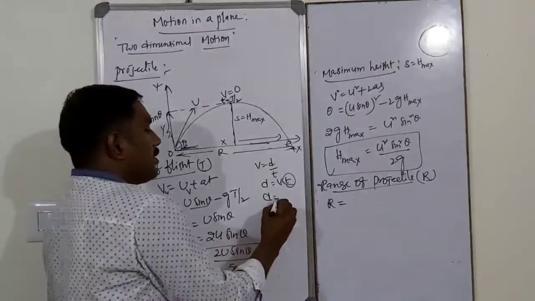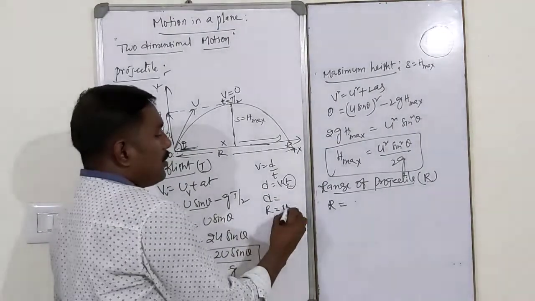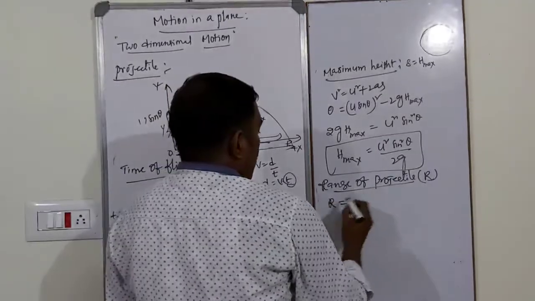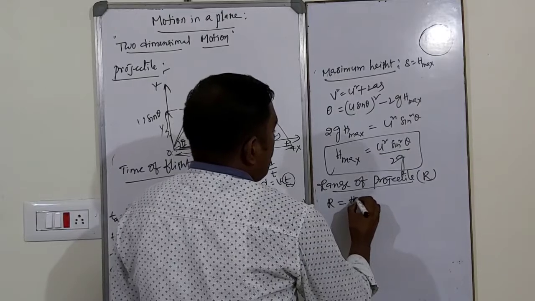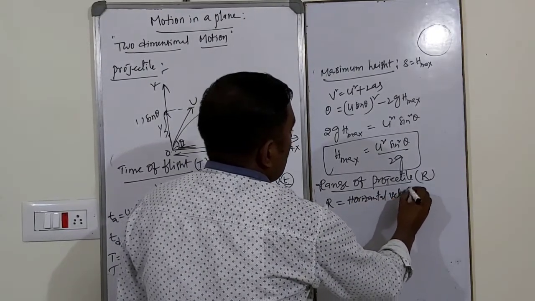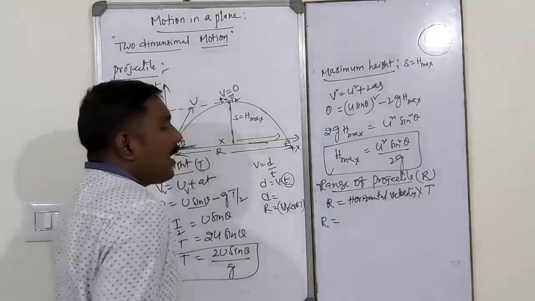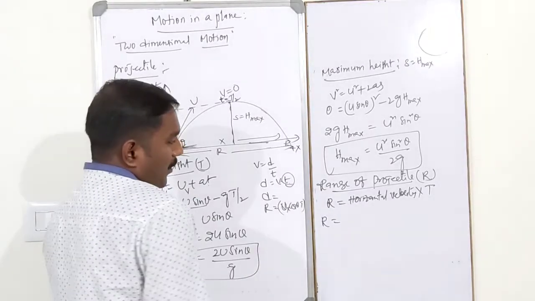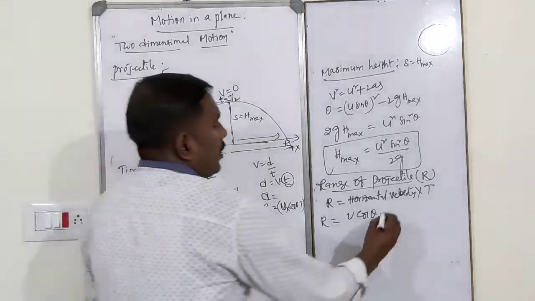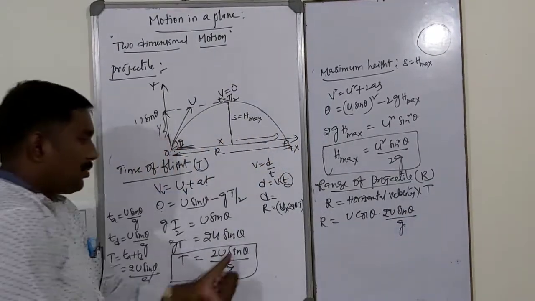So maximum horizontal distance R is equal to which component? Horizontal component, that is u cos theta into time of flight. So range is equal to horizontal velocity into time of flight. Then horizontal velocity is u cos theta, into time of flight, that is 2u sin theta by g.